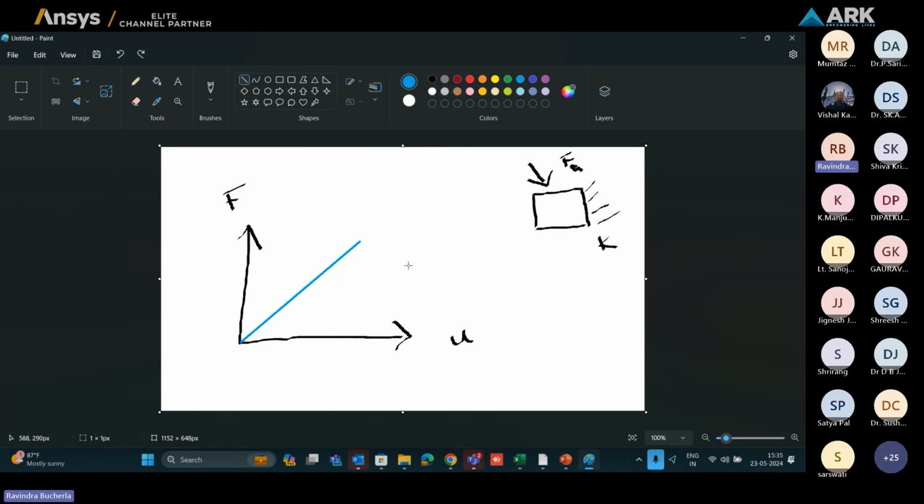So it will vary, whatever the initial stiffness value is. That might not be maintained till the end of our problem. So it might change with respect to force. I will explain how this is going to be calculated.